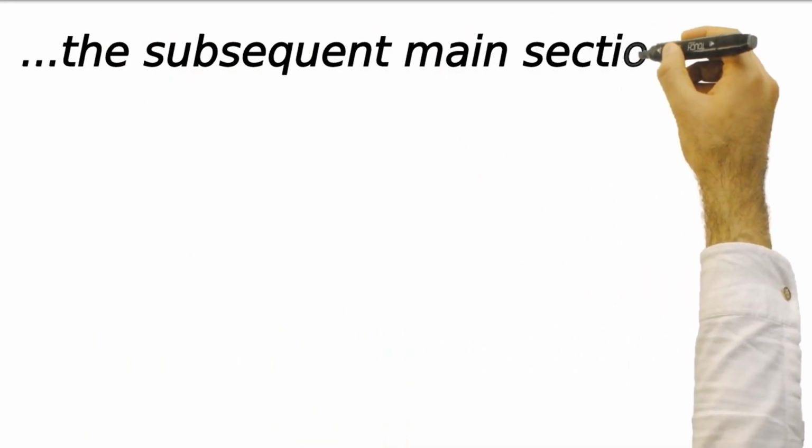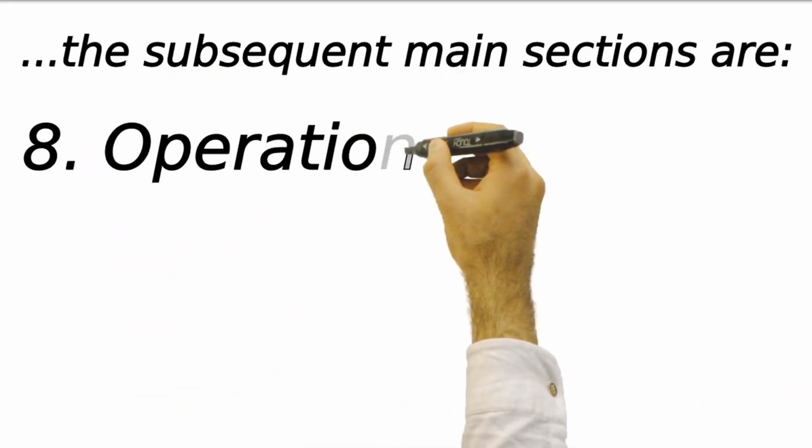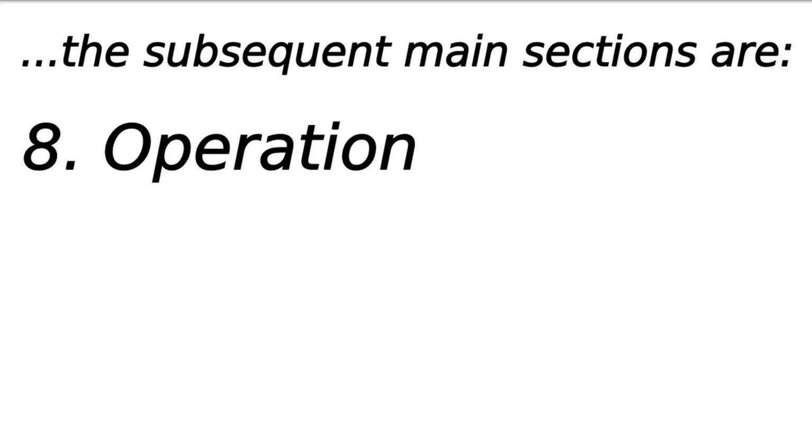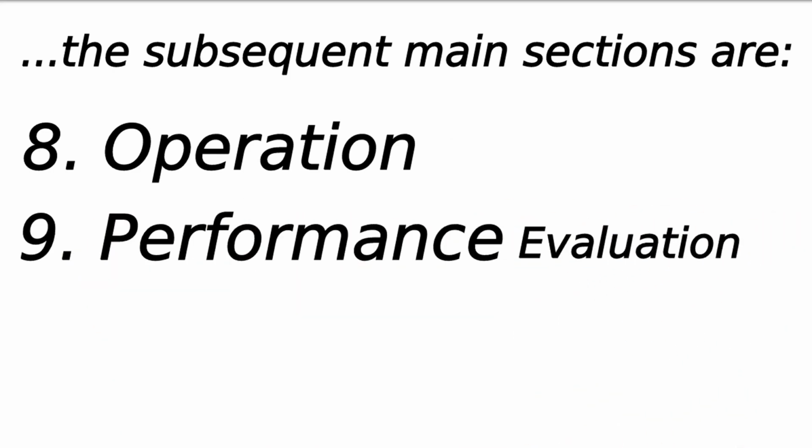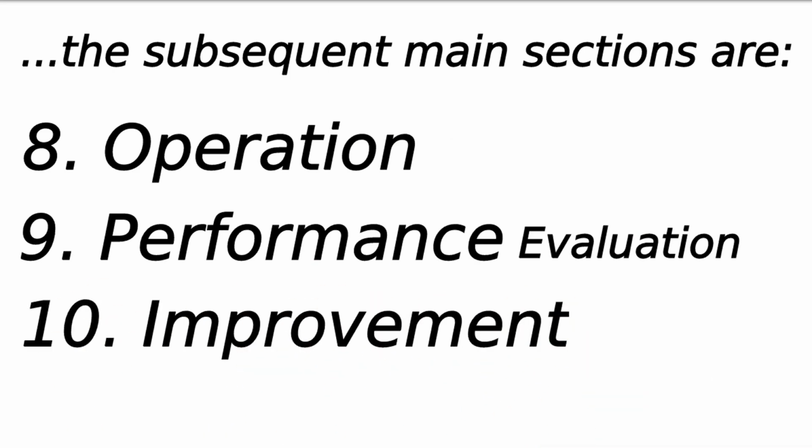Moving on, the subsequent main sections are: operation. This is where safety practices are put into action. Your team works in a secure environment. Performance evaluation. Regular checkups to see how you're doing and if there's room for improvement in safety. Improvement. The icing on the cake. Taking what you've learned and making your workplace safer.